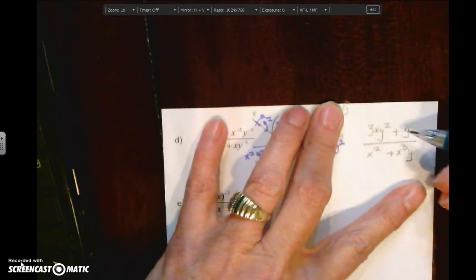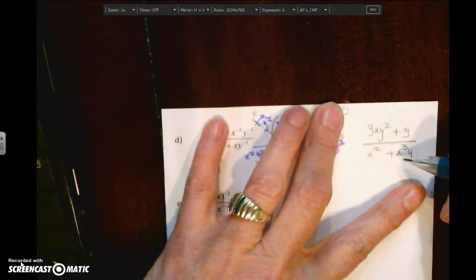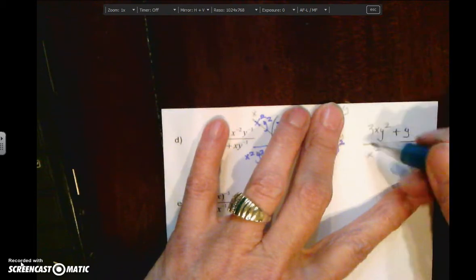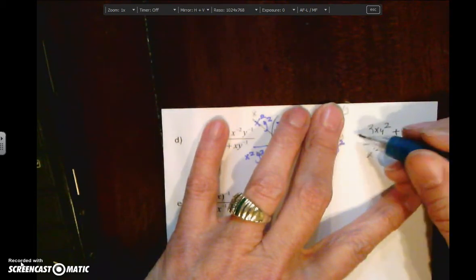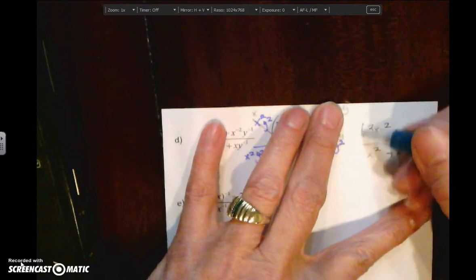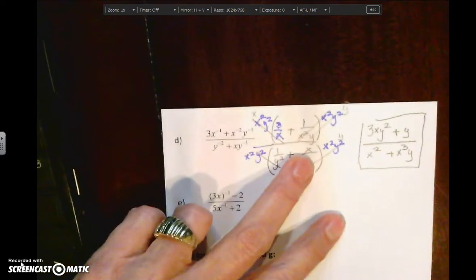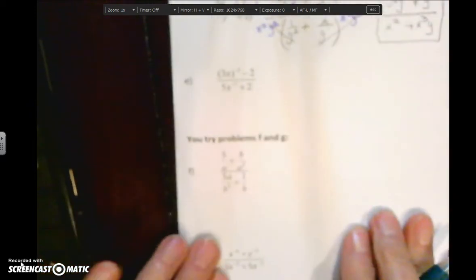You can go ahead and try factoring. This actually factors a little bit, but you can see if we take the x squared out, we're not going to have a 3. And if we take the y out, again, we're not going to have a 3. This will not factor and reduce. You should think about it always, though. All right, one more example.